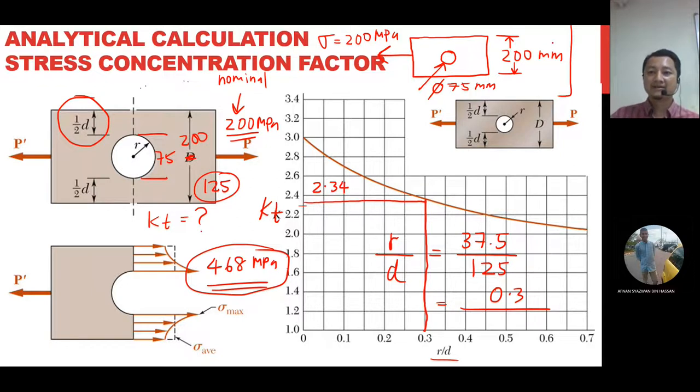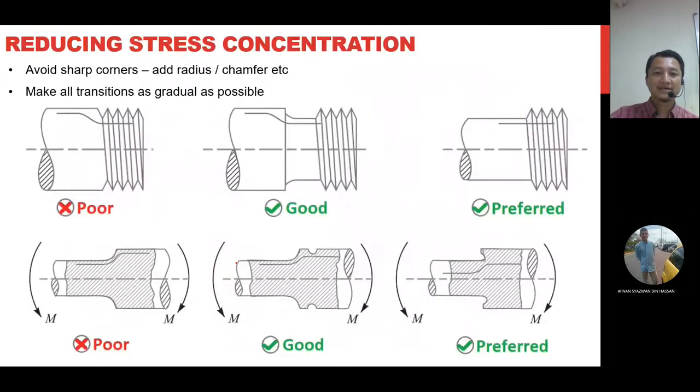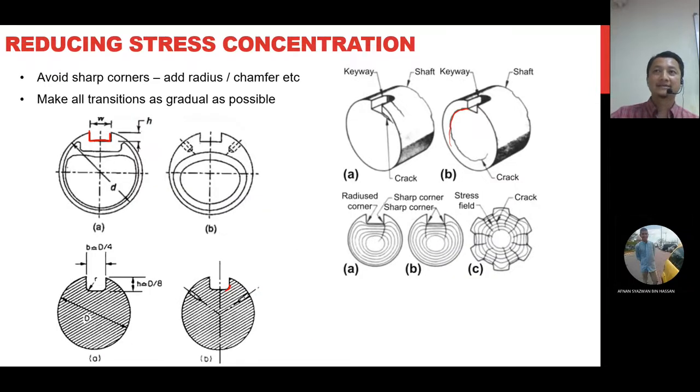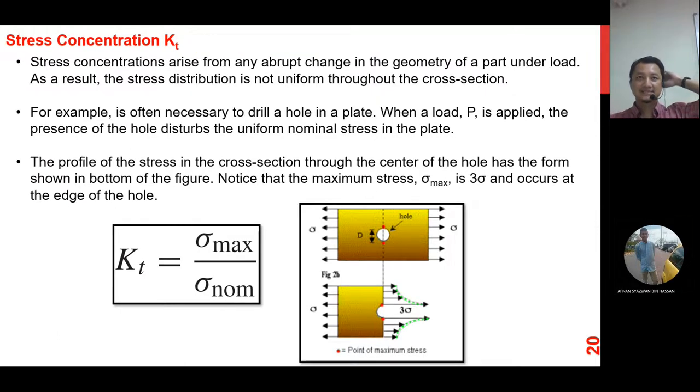Kalau kamu buat FEA ni, this particular part, roughly you're going to get about 468. So, memang pentinglah benda-benda ni. That's why you do not want to introduce all these sharp corners. They are bad for you. Why they are bad? The crack is going to start from there. Once it starts, your structure is going to fail eventually. So you don't want to design something that fails prematurely, right?